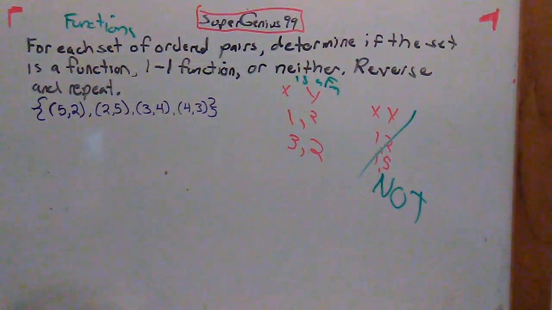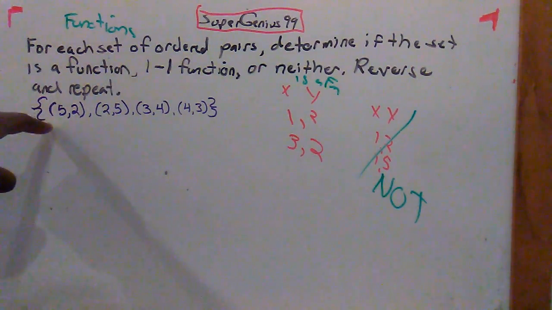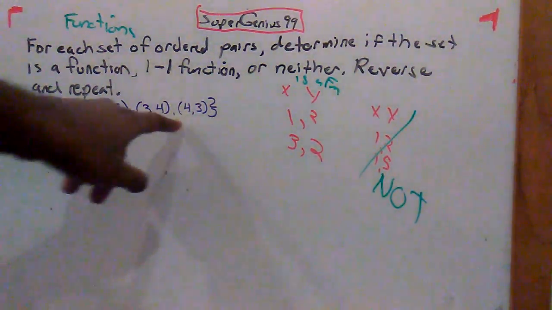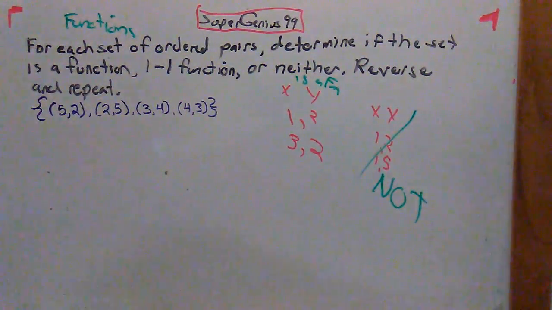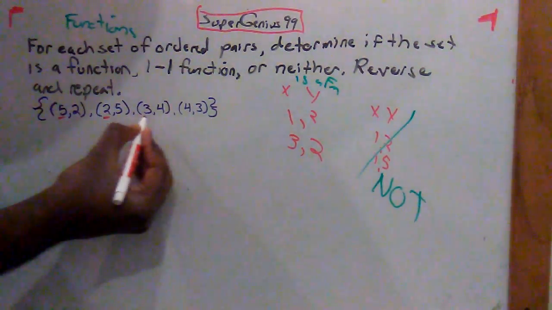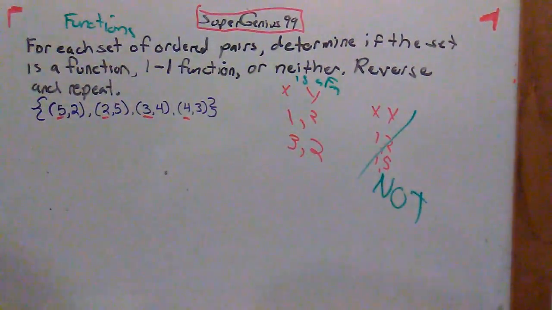If the x values don't repeat, it's a function. So here, let's just look at the x values. 5, 2, 3, 4. See that? None of your x values repeat. So automatically, this is a function.